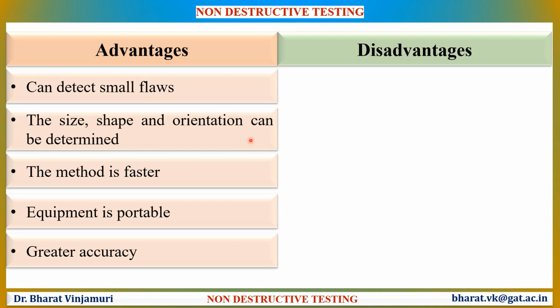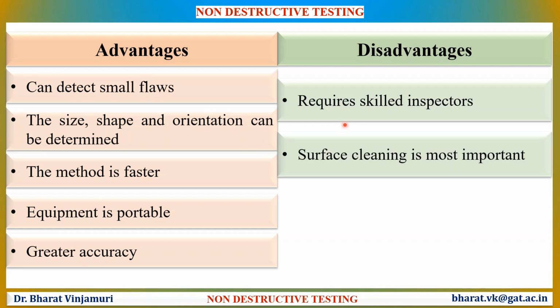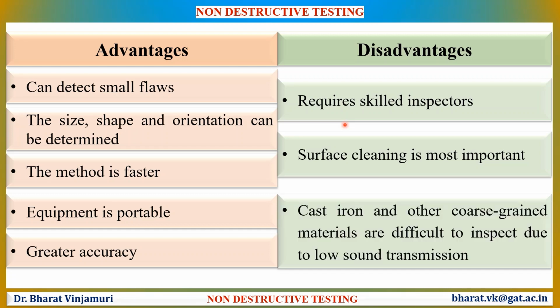Let us now see the disadvantages. This process requires skilled inspectors with extensive technical knowledge. Surface cleaning is most important in this process, as parts that are rough, very small, thin or non-homogeneous are very difficult to inspect. Components like cast iron and other coarse-grained materials are difficult to inspect due to low sound transmission and high signal noise. With these few disadvantages, this process is very popular in the industries.